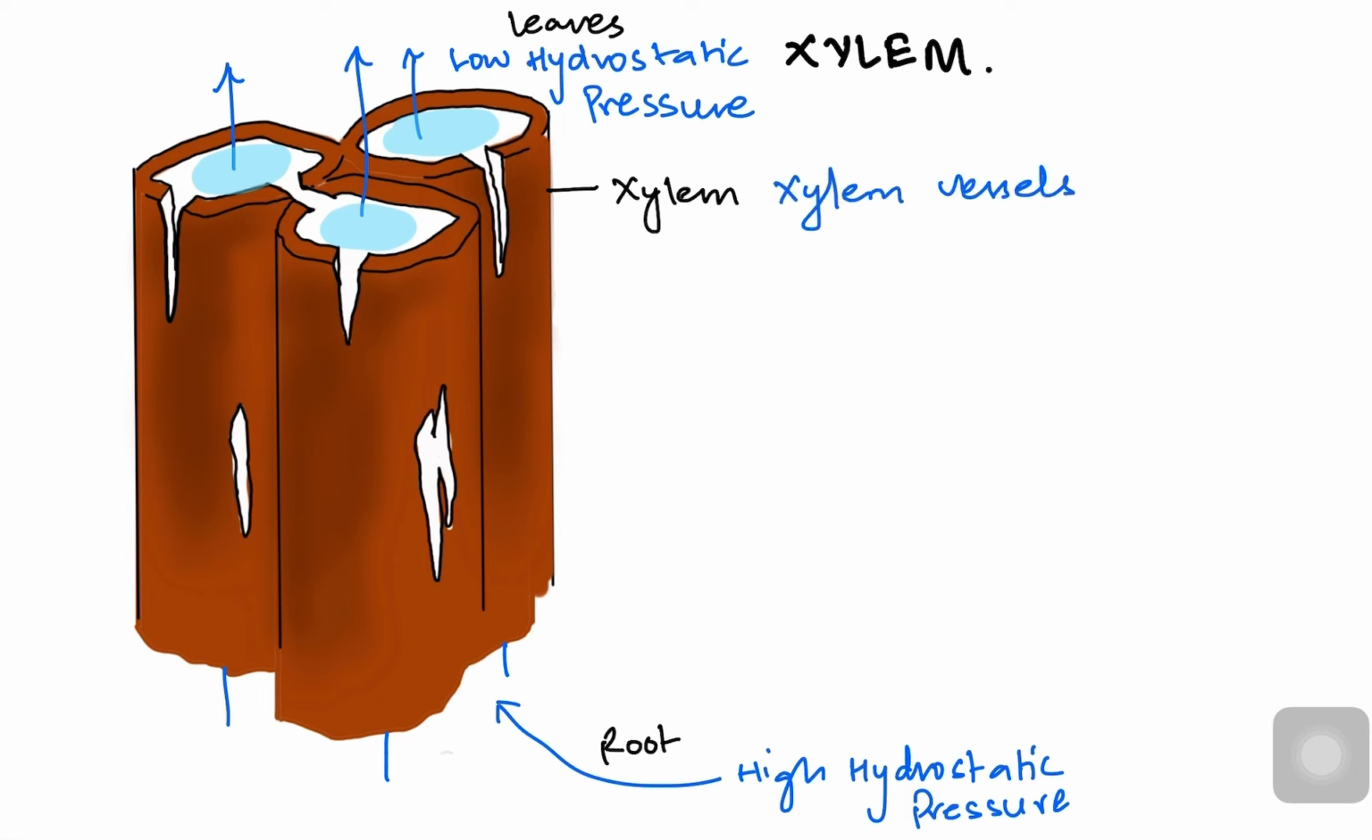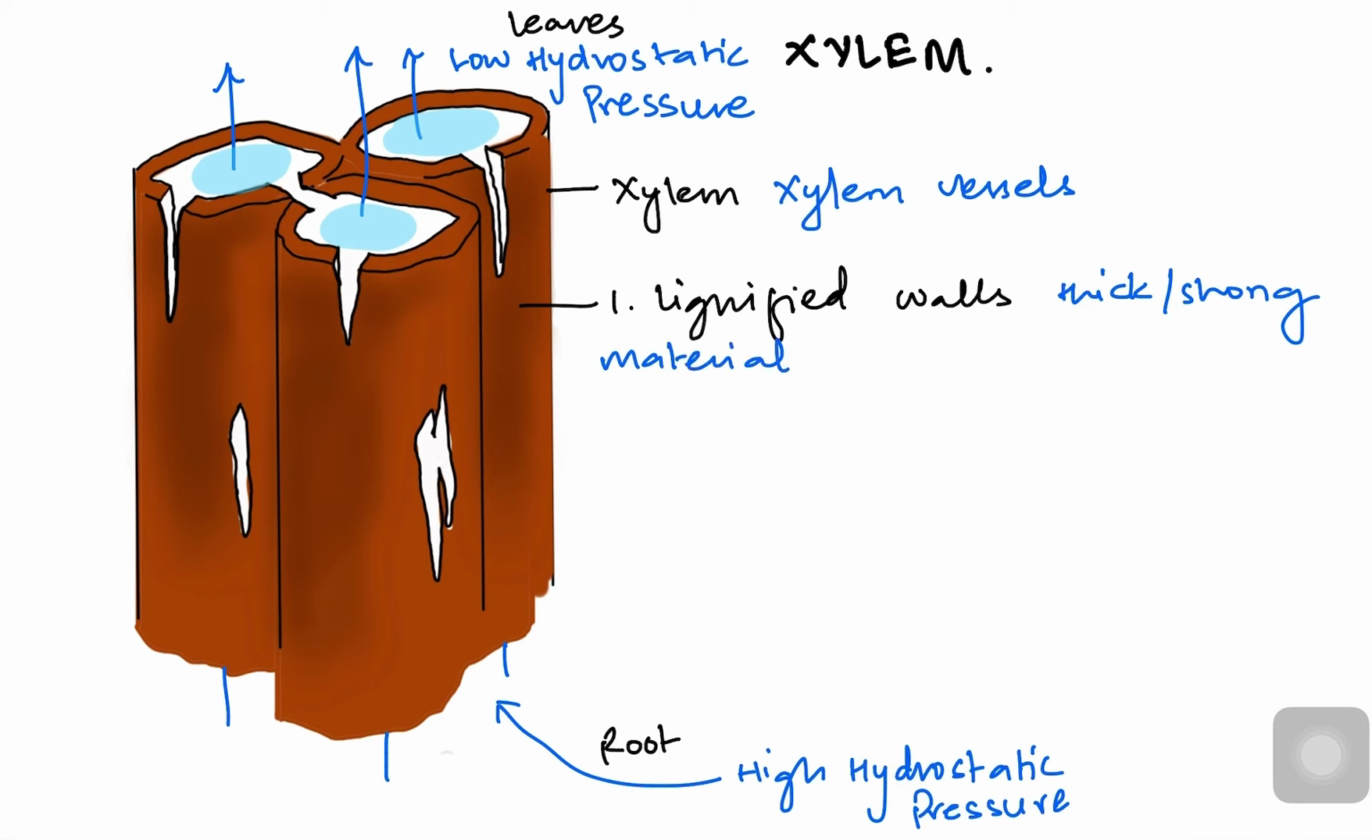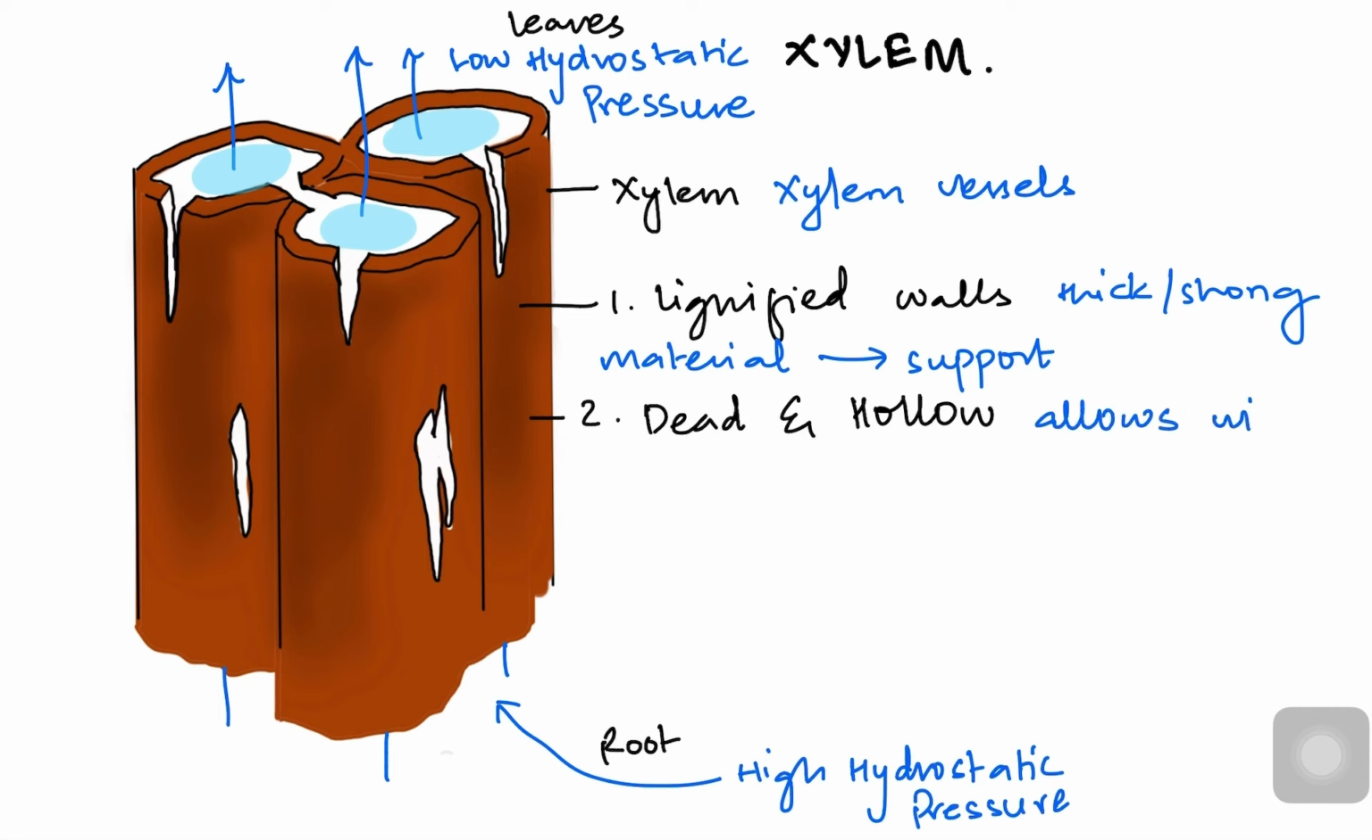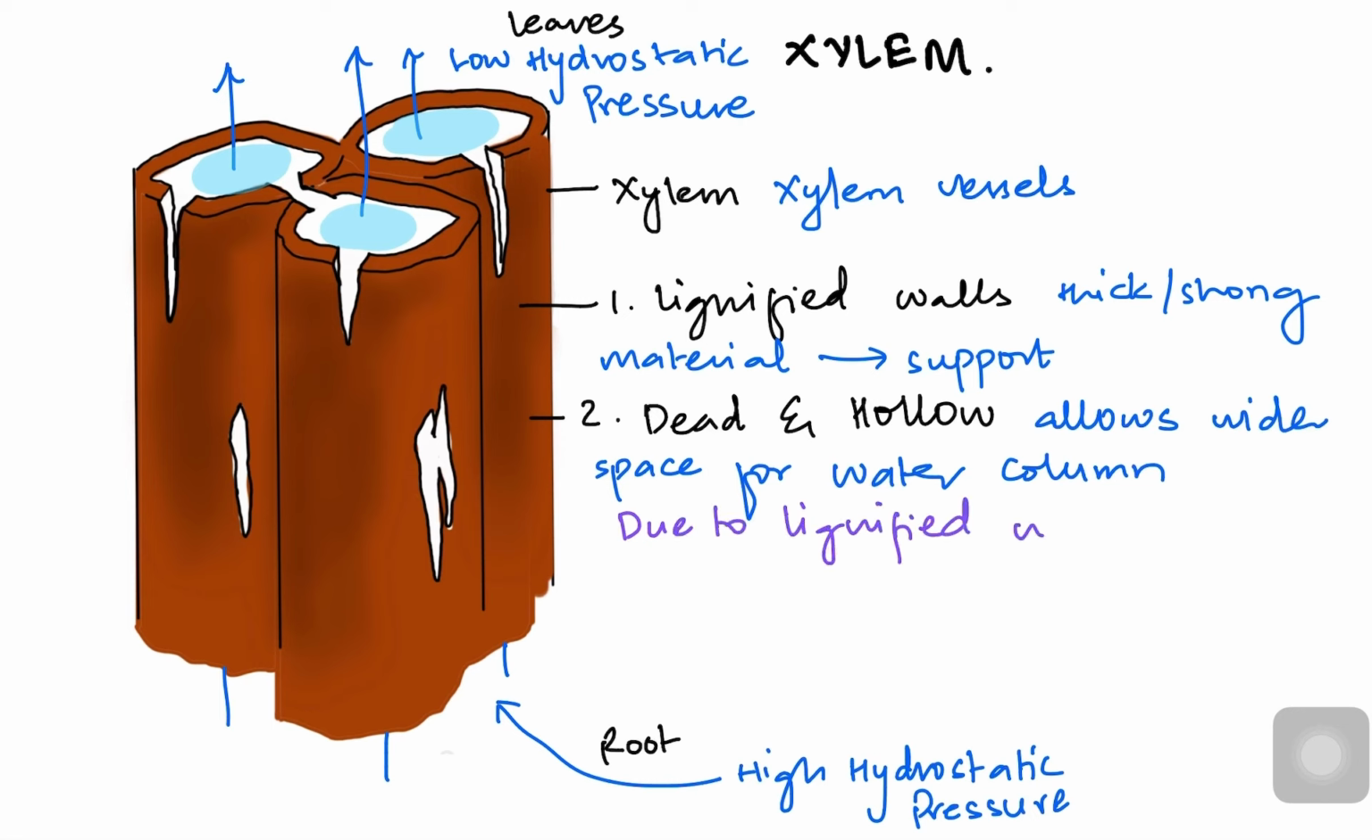A few important features of xylem include that xylem vessels have very thick walls. These walls are lignified. What do we mean by lignified walls? Lignified walls are thick and they are strong. There's a strong material known as lignin which supports the overall stem. Moving on, let's write the other feature. That is that xylem cells are dead and hollow. Because of the lignin, the cell cannot transport and function properly, so the cell dies and the inside contents disintegrate. This allows wide space for the water column. Water moves as a continuous column inside the xylem.